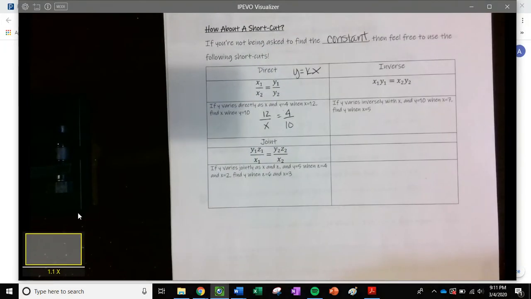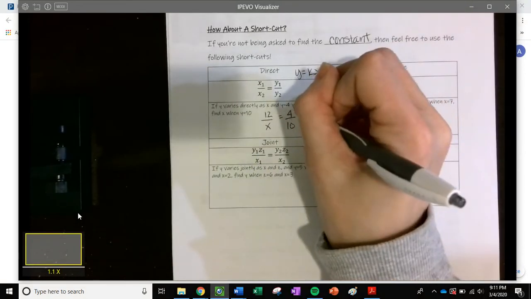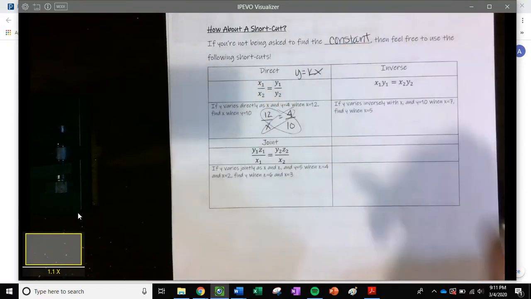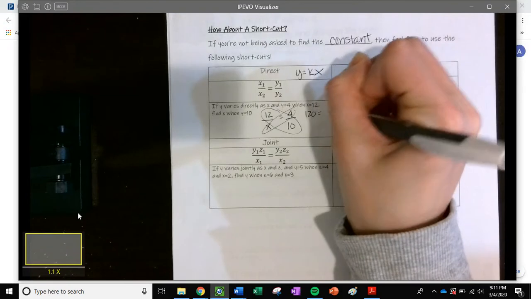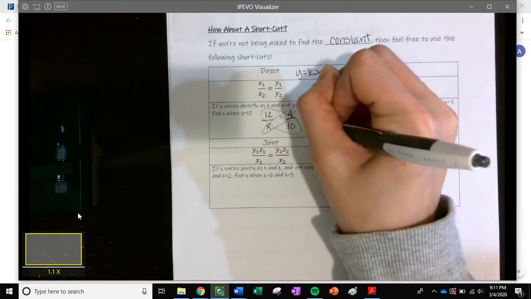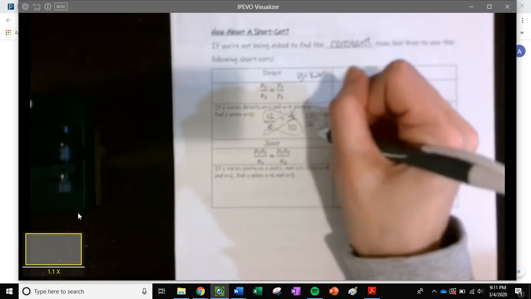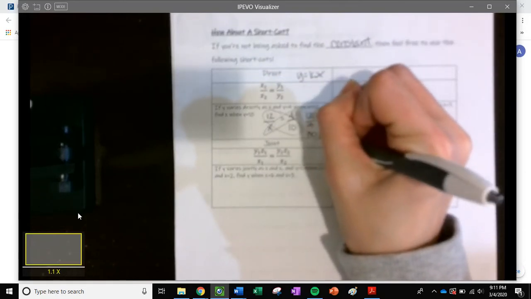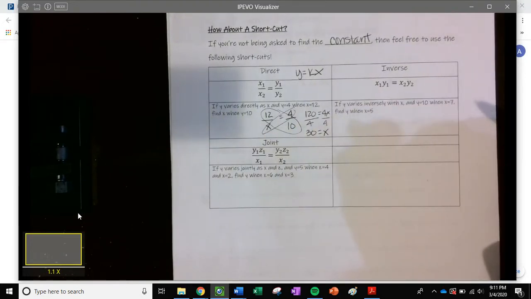Well, what do I do when I have a ratio set up like this? Everybody remember the butterfly cross multiplying? That means 120 equals 4x. Divide by 4, divide by 4, and we get x equals 30. Easy, right? For inverse, we're just going to multiply.